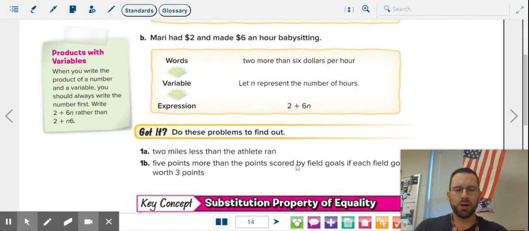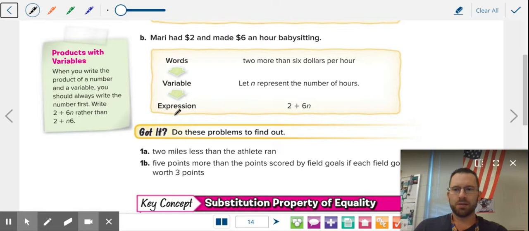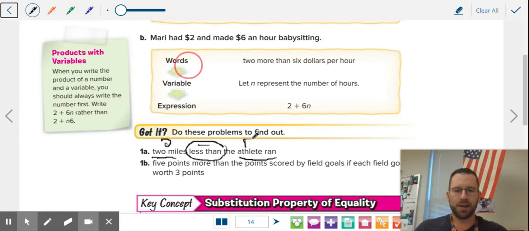All right, so when we translate these, just like we did with numerical expressions, you're going to pick a variable and write out the expression as best you can. Look for the operations. Look for the quantities that we don't know. So here it says 2 miles less than the athlete ran. Okay, so normally you would think this says 2 less ran, or I guess let's put miles. What were they doing? They were running miles.